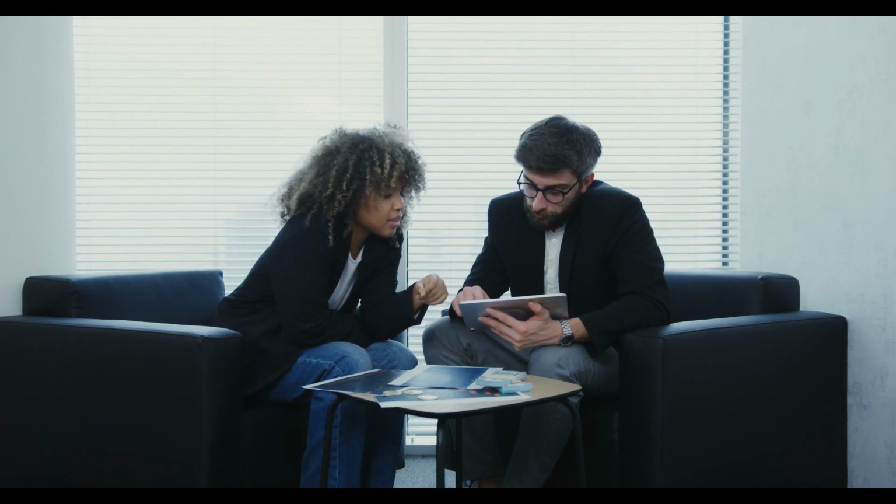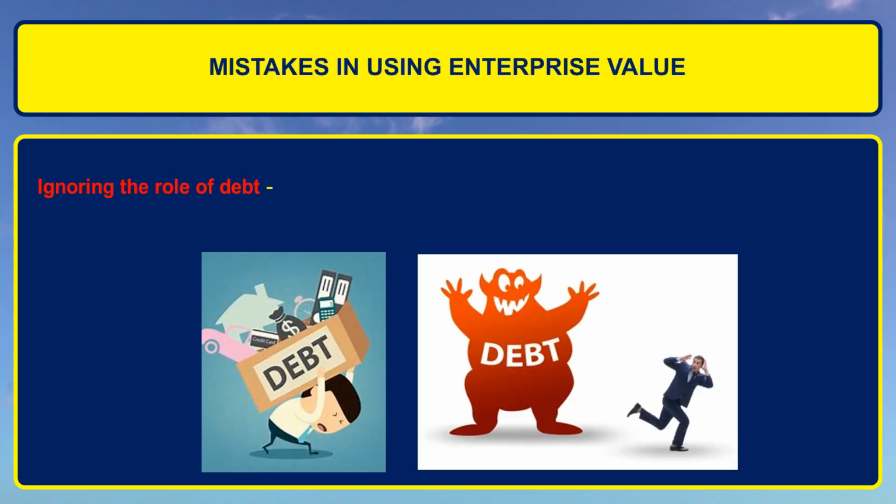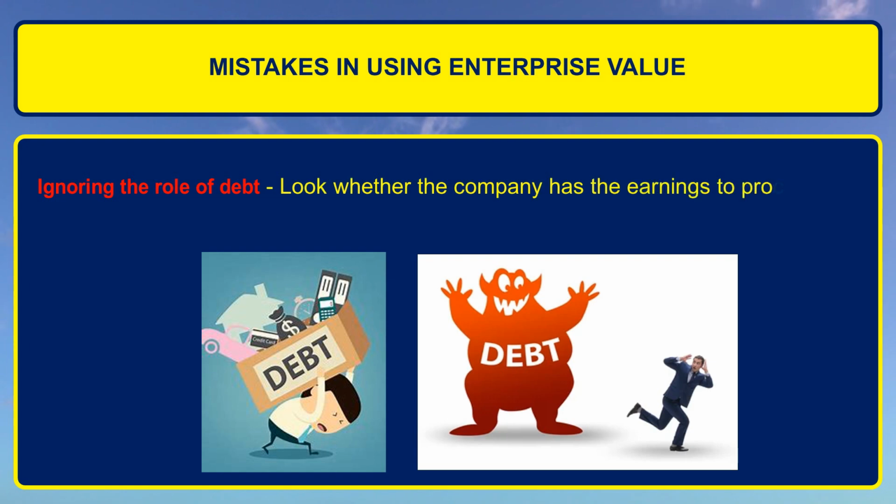Mistake number 1 is ignoring the role of debt. Many people look at EV, but don't dig into what kind of debt it is. Short-term debt, long-term debt, convertible debt, they all have different risks. A capital-intensive company like an airline will naturally have higher debt than a software company. That doesn't make it bad, but you must factor it into whether earnings can cover the interest.